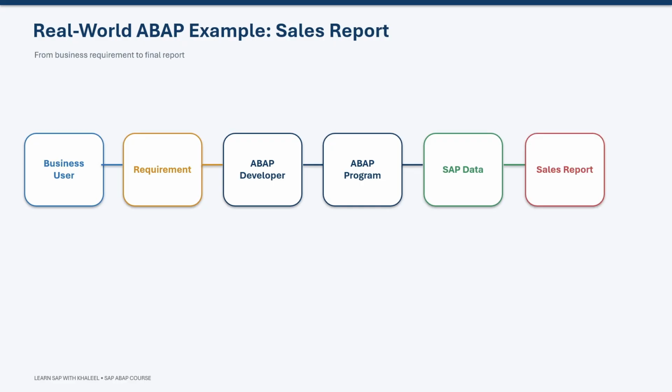So our complete flow is: business user, then requirement, what we need. They will pass the requirement to the ABAP developer, and the ABAP developer writes the code in an ABAP program. Then, using the SAP data, it will produce the sales report for the customer. This is a very simple example, but it represents the basic idea behind many real-world ABAP development tasks. In an actual project the requirement and processing can be much more complex, but the basic concept remains the same.